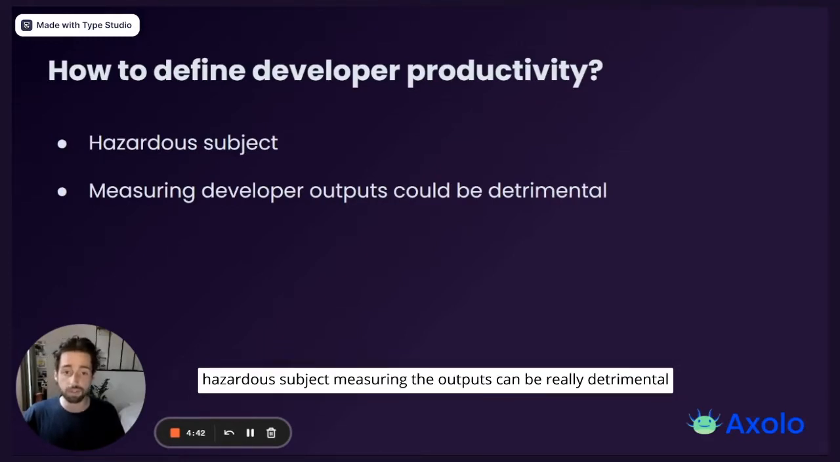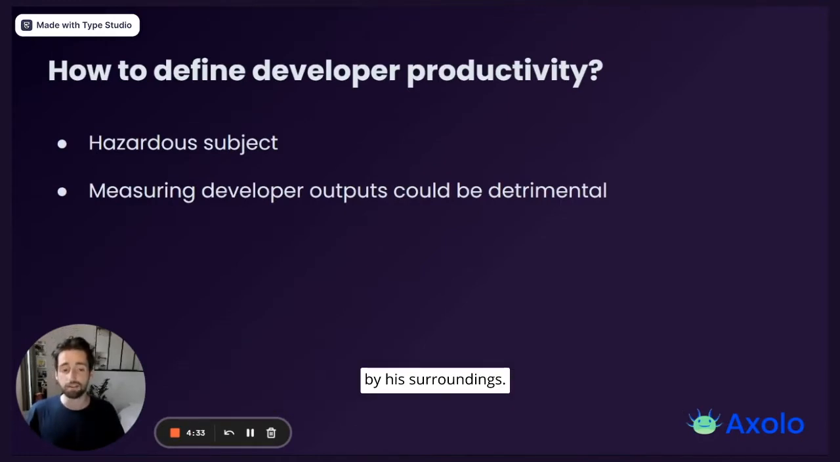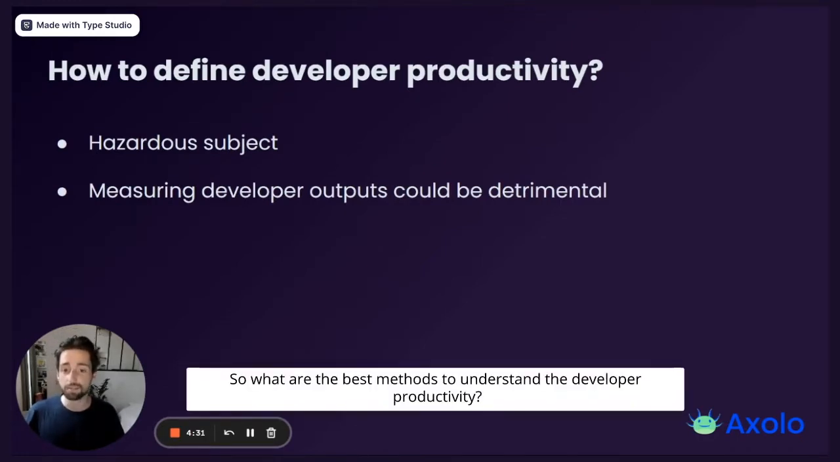Measuring developer outputs can be really detrimental because there are not enough data points to understand if the unproductiveness was caused by the developer himself or, quite often, by his surroundings. So, what are the best methods to understand developer productivity?